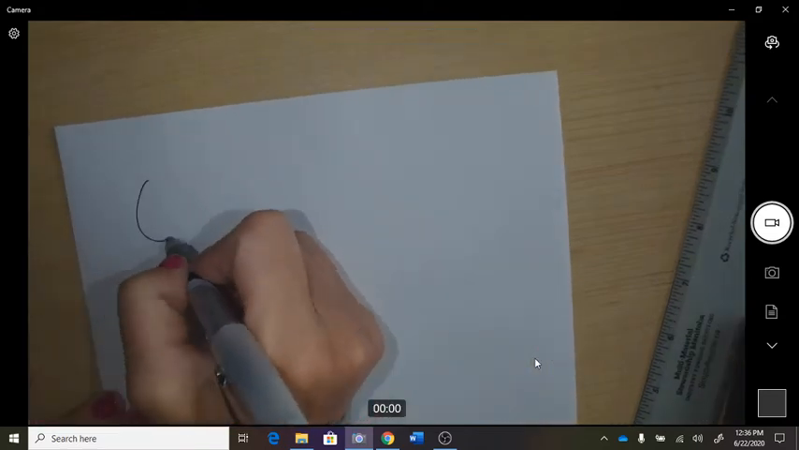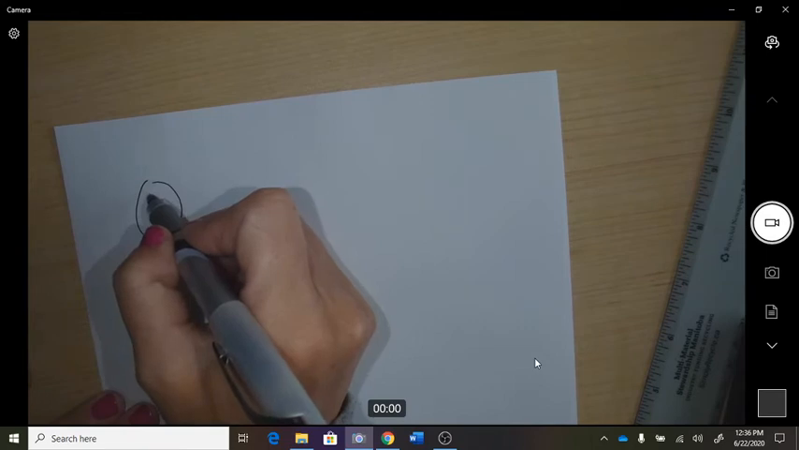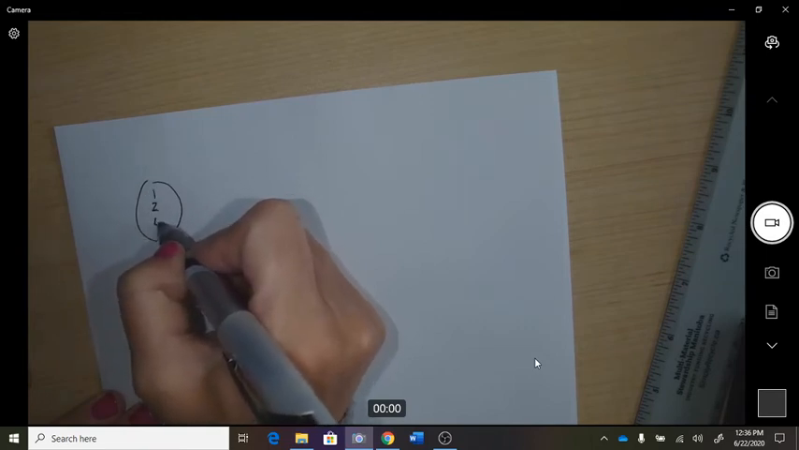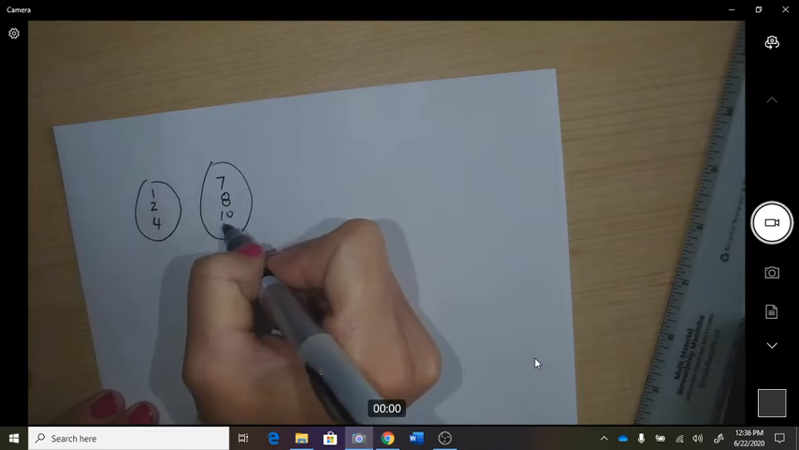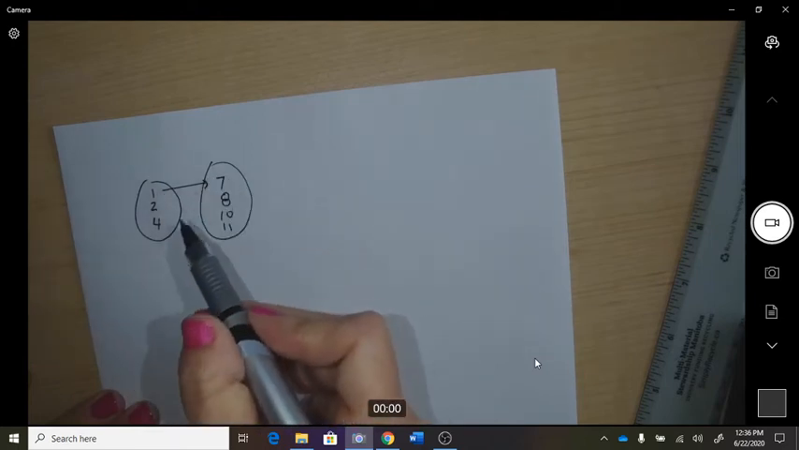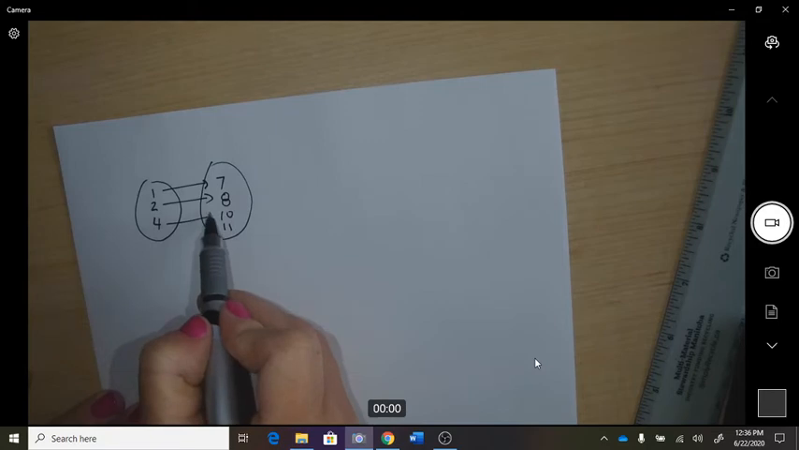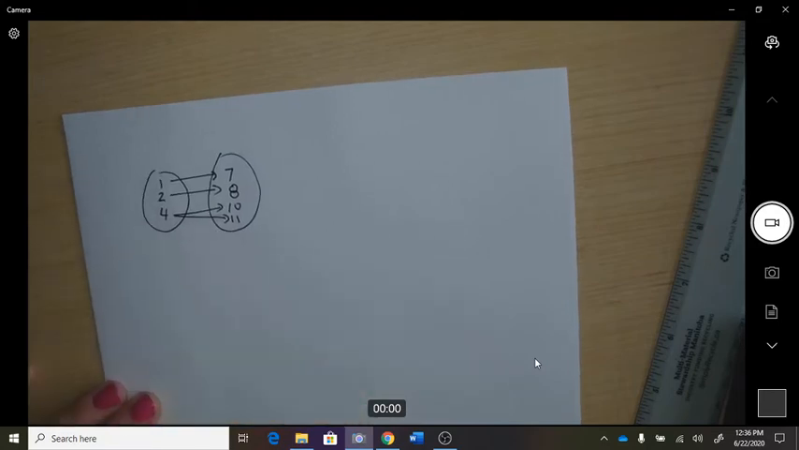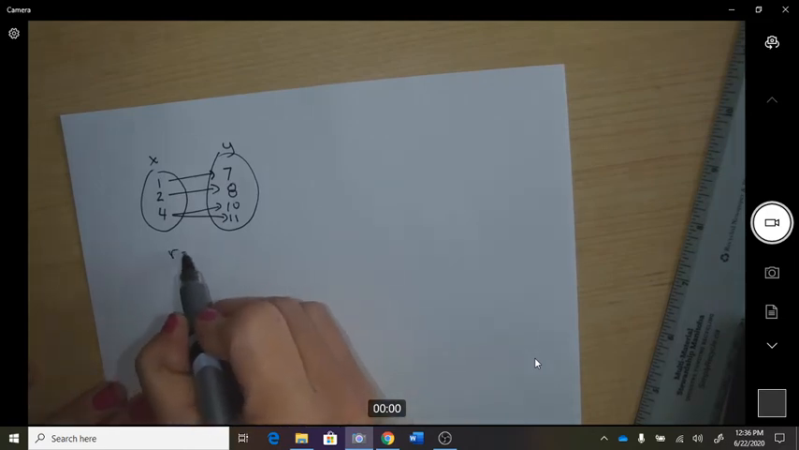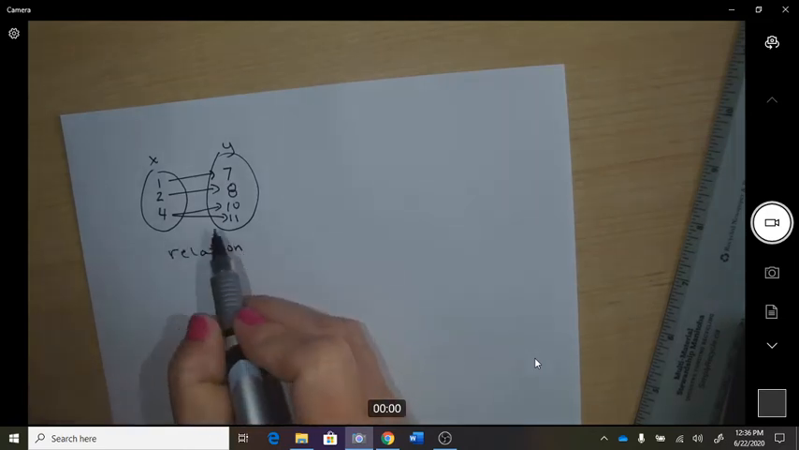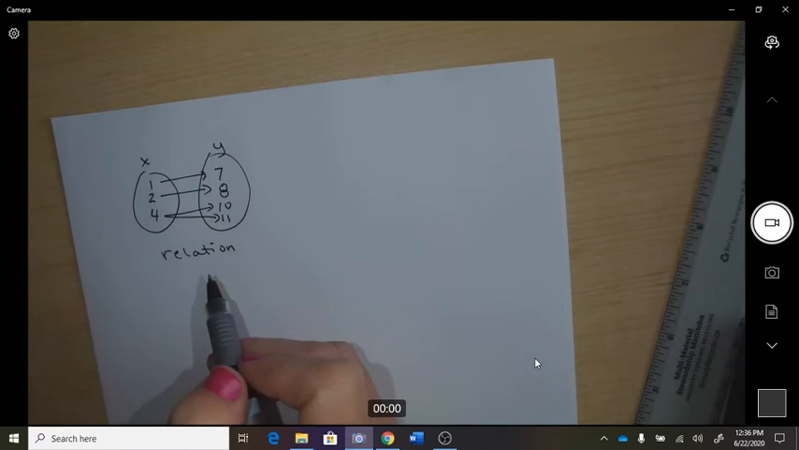So that's when we look at points. We also might see it in the schematic diagram. So if I connect like this, here's my x's, here's my y's. This is a relation, and the reason it's a relation is because that 4 connects to a 10 and 11.